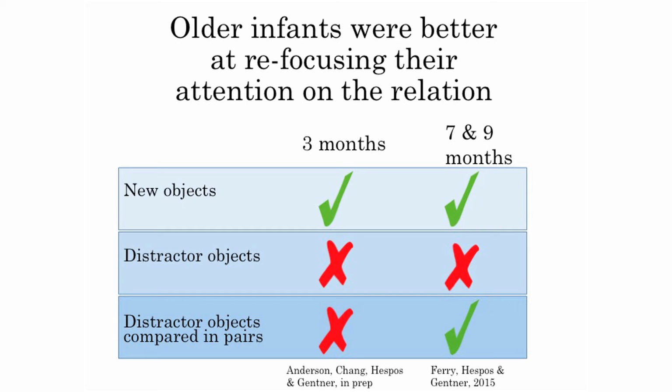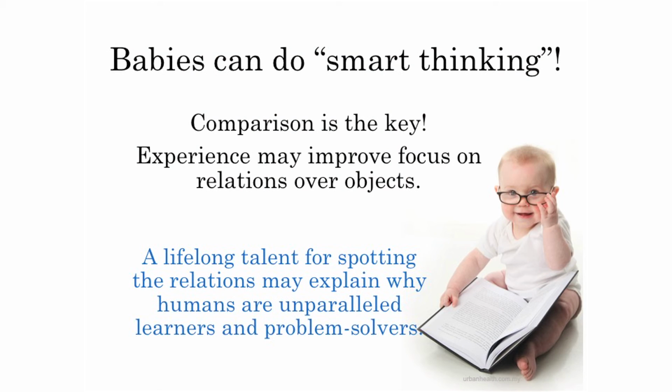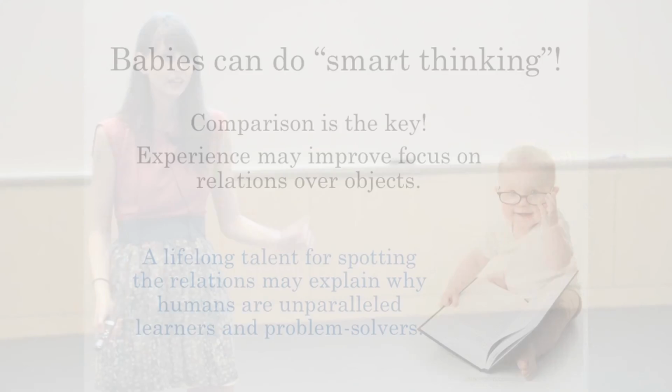But I want to emphasize that across age groups, infants were able to spot this relation after comparing pairs in brand new objects. And this is awesome. That means that babies are showing signs of this sort of smart thinking behavior too. And since they don't have language, comparison really seems to be the key here. And this finding, that as young as 3 months of age, there's already a mechanism for being able to spot these relations, suggests that this might be part of why humans, as a species, are such incredible learners, thinkers, problem solvers, and discoverers. Thank you.